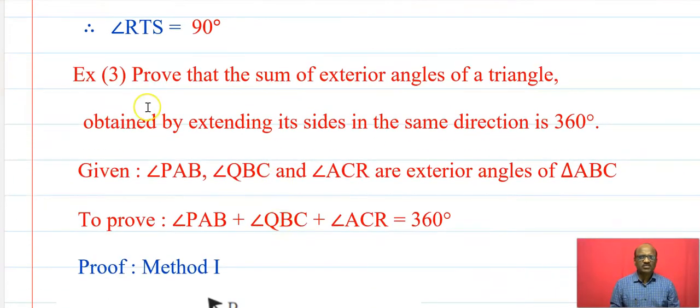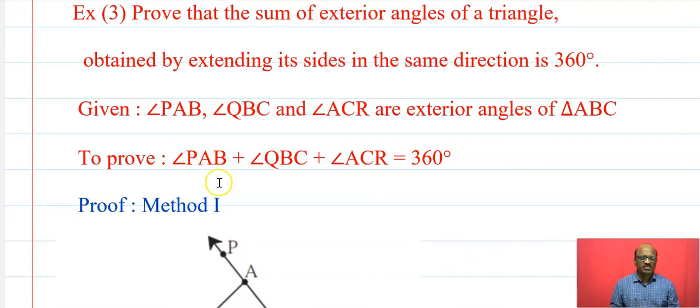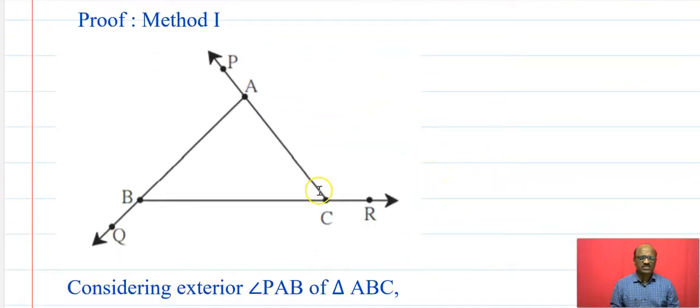Now the next question: prove that the sum of exterior angles of a triangle obtained by extending its sides in the same direction is 360. Given angle PAB, angle QBC, angle ACR are the exterior angles of the triangle ABC. Therefore measure of angle PAB plus measure of angle QBC plus measure of angle ACR is equal to 360. Now see this here. If we extend the sides of this triangle ABC, that is AB is extended to the point Q, BC is extended to the point R, and CA is extended to the point P.